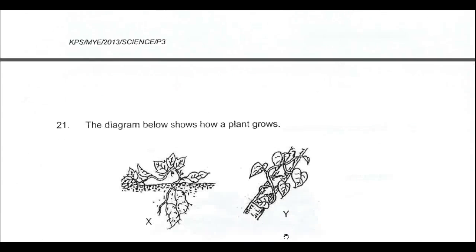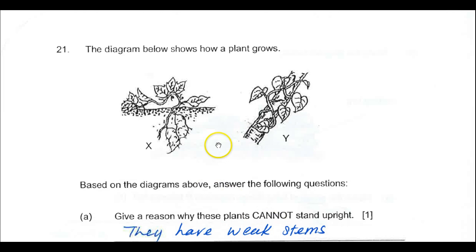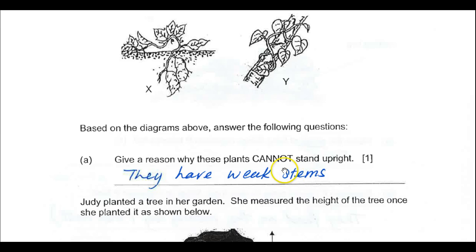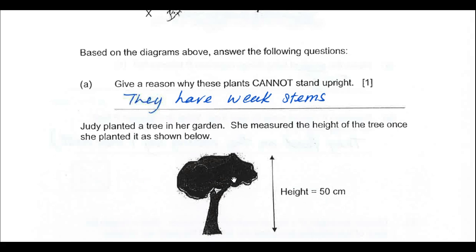Next, these two are weak stems. Okay, you can see them growing along. It doesn't grow upright. For this case, it follows the rod or part of another plant. They have weak stems because they could not stand upright. All right, so we put, they have weak stems. Nothing else.